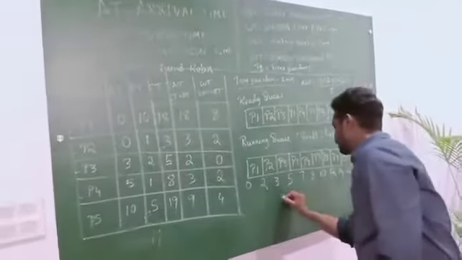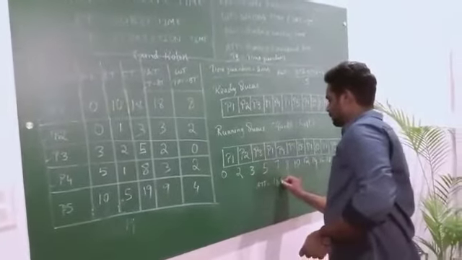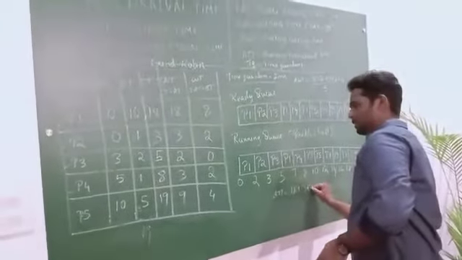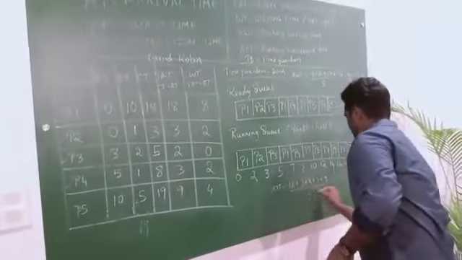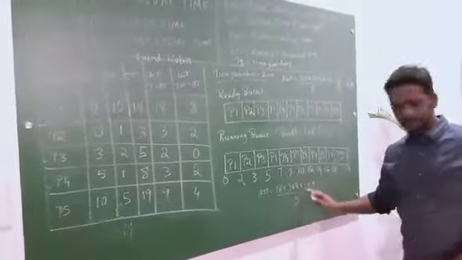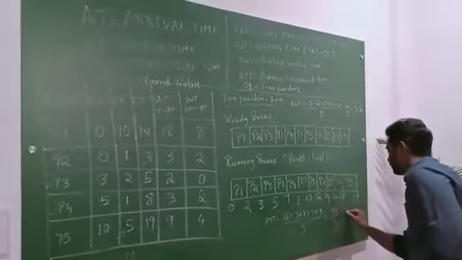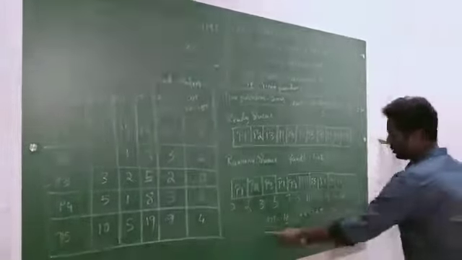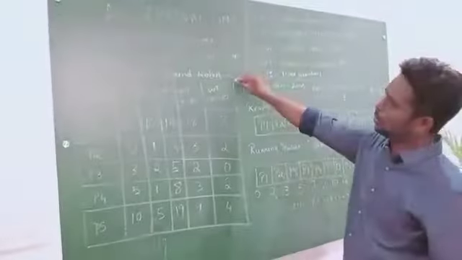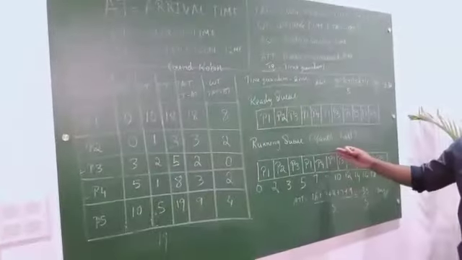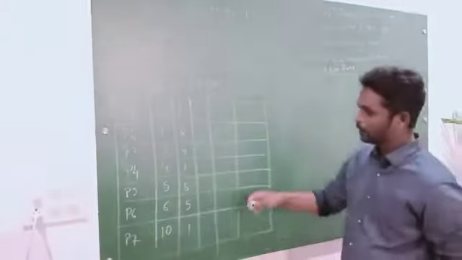And next is your average turnaround time. 18 plus 3 plus 2 plus 3 plus 9 divided by 5. If I add that, how much will I get? Yeah, I'll get 35. That divided by 5 is 7. So 7 milliseconds is your average turnaround time. So this is how your round robin scheduling algorithm will work. Hope you understood. Guys, I'll solve one last complicated problem.